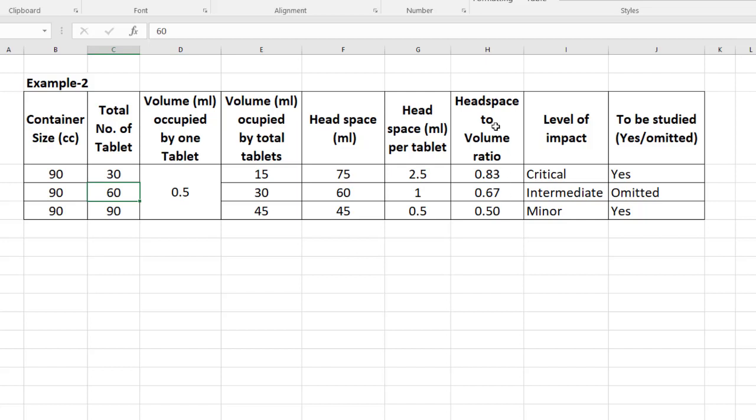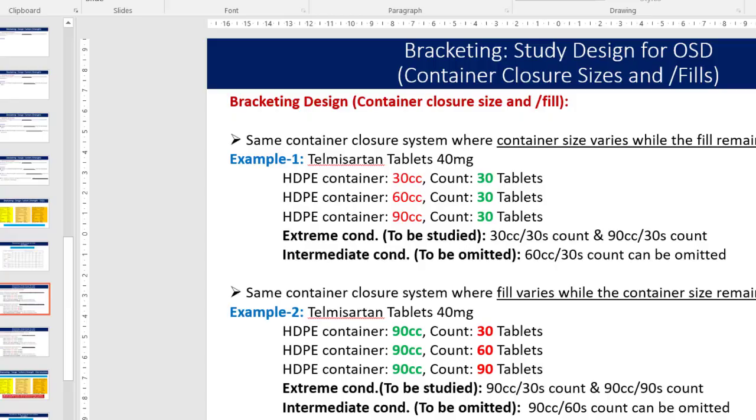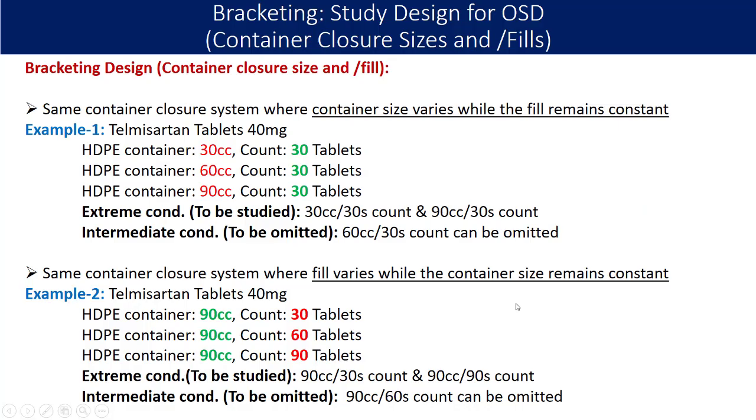And the same can be seen for the headspace to volume ratio also. So for my 90 cc container, the 30 count is critical. 90 cc container and 60 count is intermediate, and 90 cc container with 90 tablets is minor. So tell me now, which two conditions are extremes in this situation? Obviously, the 90 cc container with 30 counts and 90 counts. And which condition can be omitted, by the way? It is the 90 cc container with 60 counts. I hope you understand again how these extremes can be identified. So let me go back to the presentation one more time. And here are the extreme conditions I just mentioned, for your understanding.